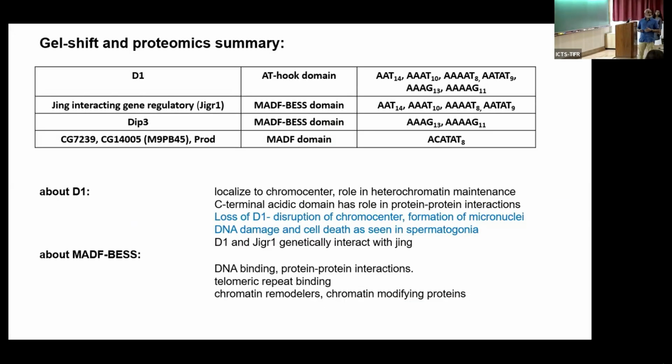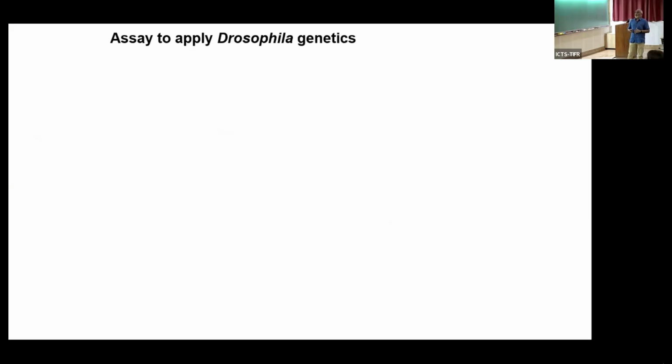He has done, I don't know how many, some 100 odd proteomic experiments. And we found some known things, like D1, the AT-hook containing protein, which specifically interacts with this. Then there are Jigar1, DIP3, and so on. So, of course, they are there. There are many ways of figuring this out. So, this is the last bit I'm going to tell.